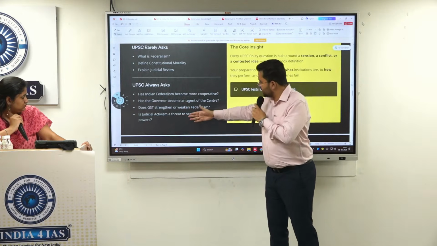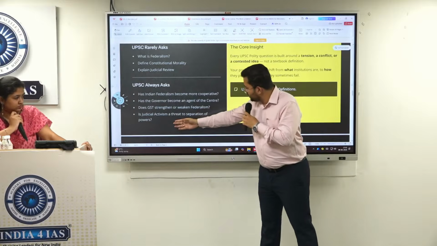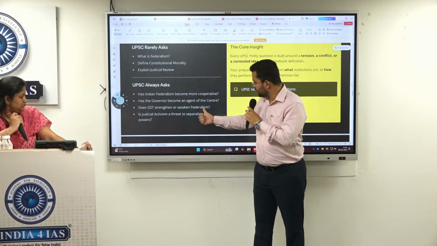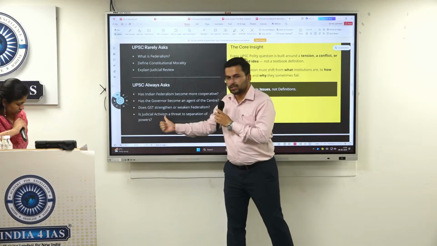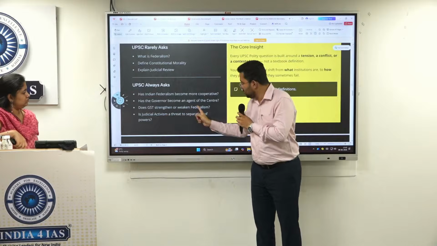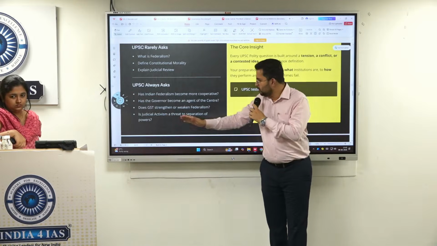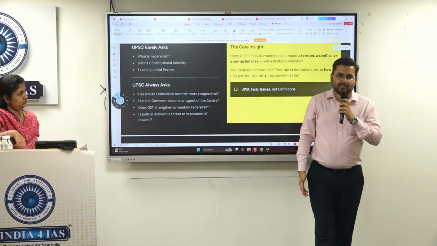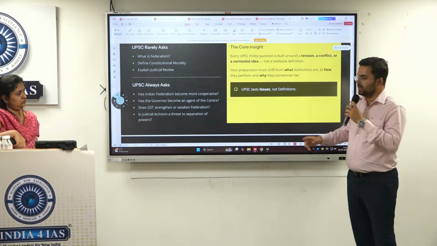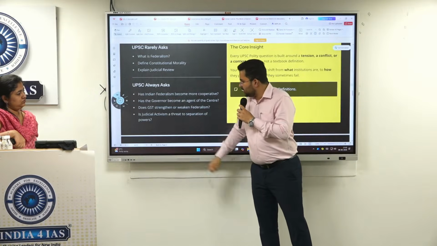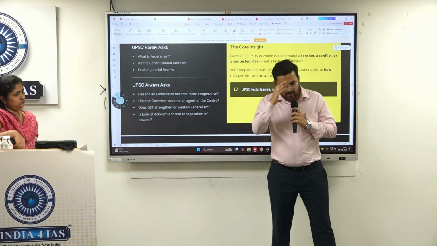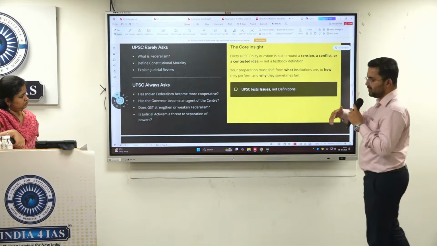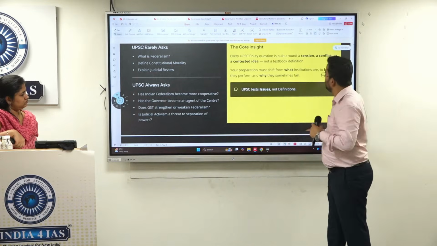Then, does GST strengthen or weaken federalism? Is judicial activism a threat to separation of powers? You first define separation of powers, connecting it to the question. Yes, it is a threat to separation of powers. You give out a list of 5-6 points, substantiate with examples. Then you say, no, it is not a threat to separation of powers. Again, you give reasons that it has actually helped. Then write a way forward.